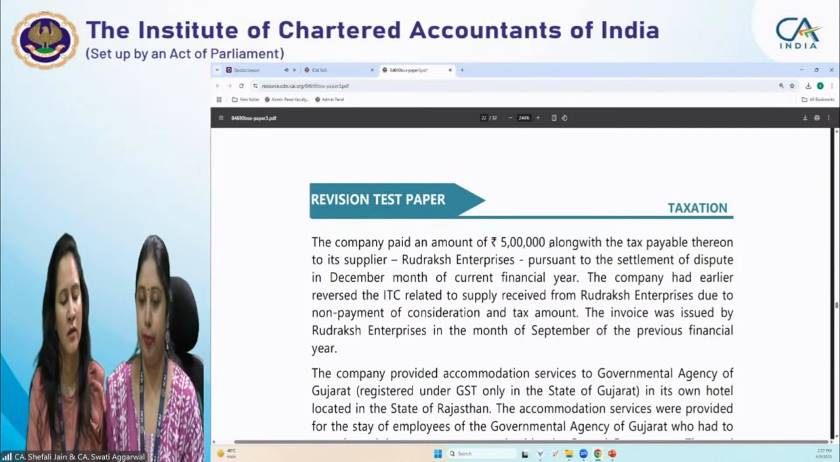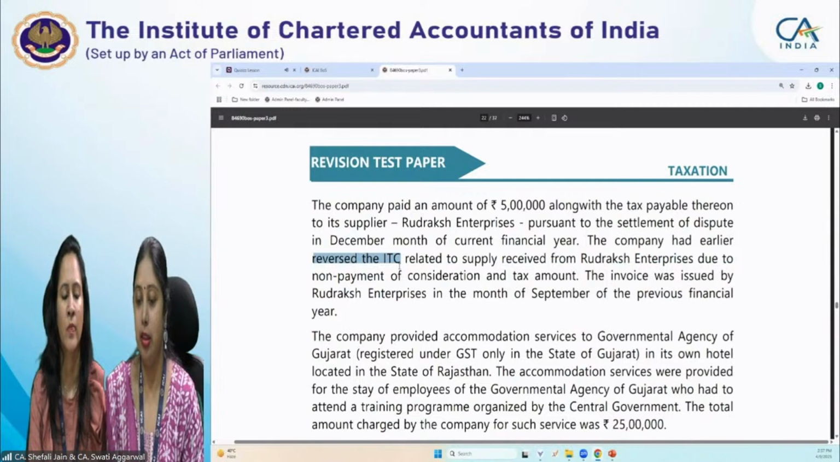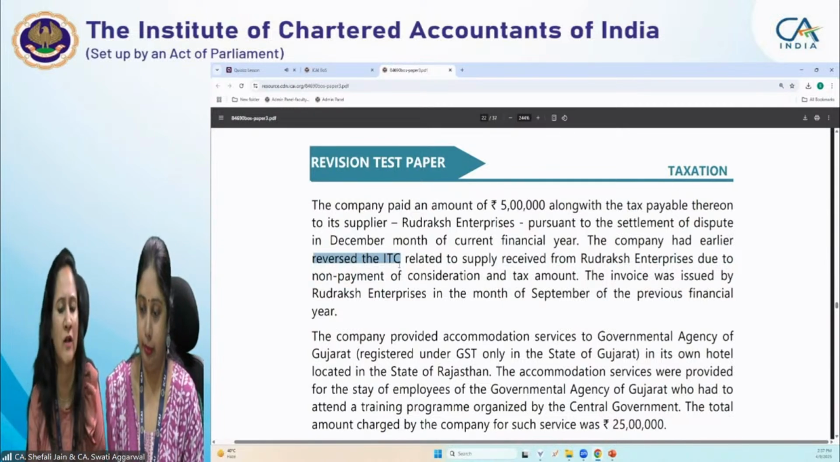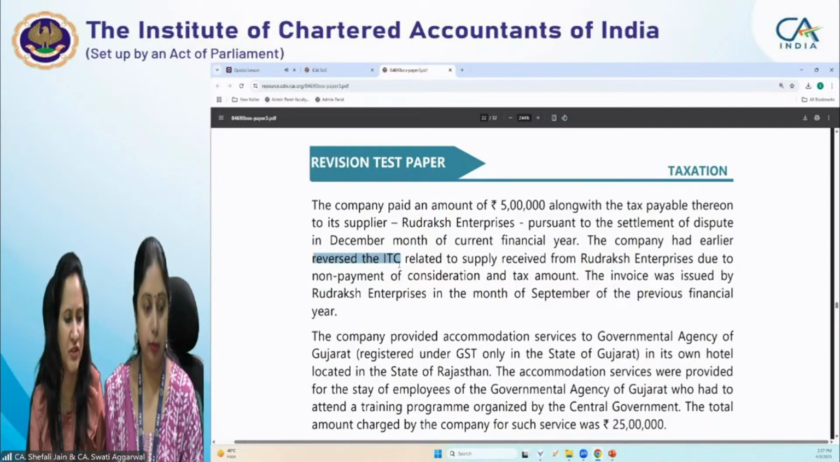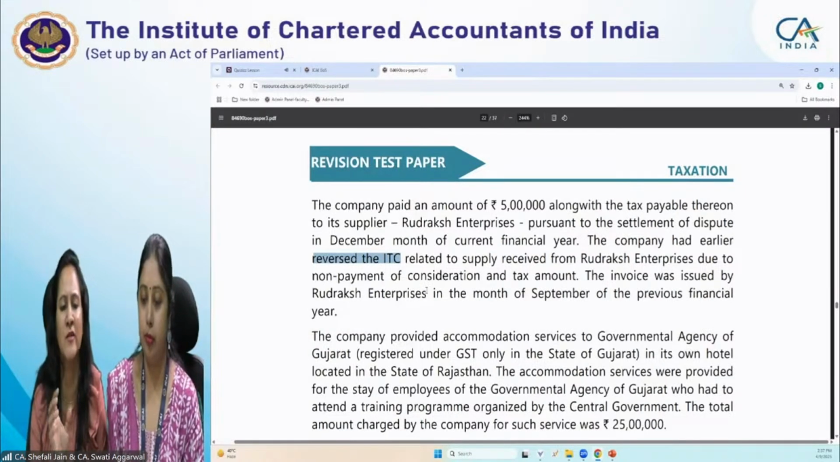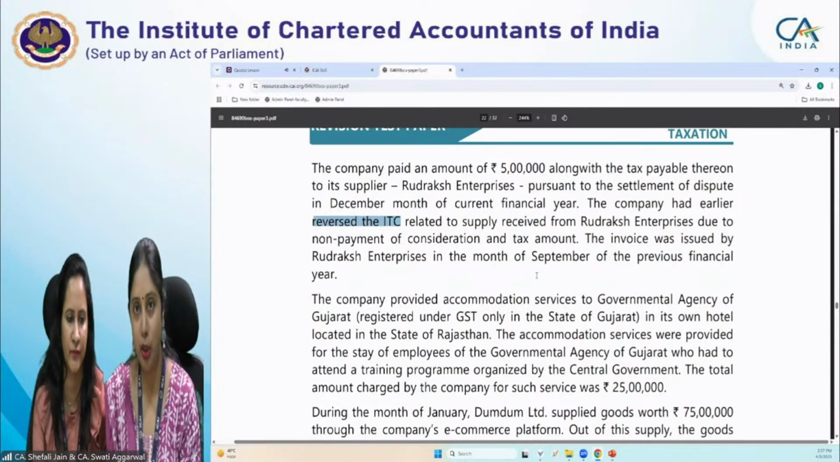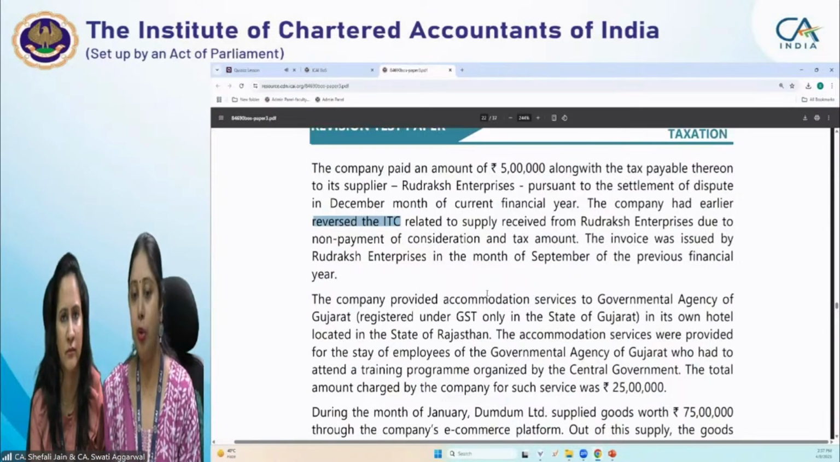We'll see that. Then company paid an amount of rupees 5 lakh along with tax payable thereon to its supplier Rudraksh Enterprises pursuant to the settlement of dispute in December month of current financial year. Company had earlier reversed the ITC. Now this could have some impact on any of the questions. Reversed the ITC related to supply received from Rudraksh Enterprises due to non-payment of consideration and tax amount. Invoice was issued by Rudraksh Enterprises in the month of September of the previous financial year. Right, so company has paid an amount, the ITC of which was reversed earlier. Company had not paid that amount; it was disputed, and now it has actually paid that amount.